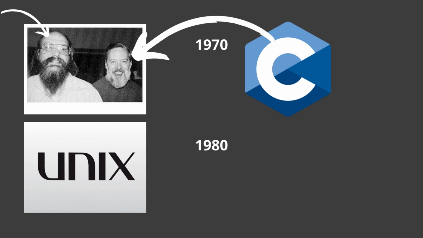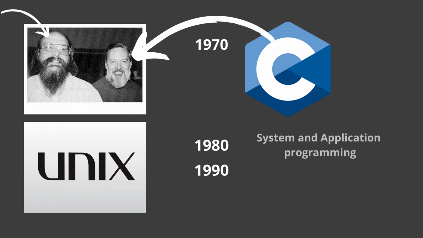Throughout the 1980s and 1990s, C became the dominant programming language for system and application development and played a significant role in the growth of the software industry due to its portability, efficiency, and ability to work close to the hardware while still providing a high-level abstraction.